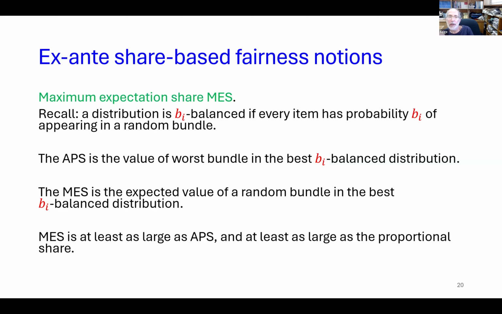So it's clear that the MES is at least as large as the APS because you get a random bundle and not the worst bundle. And also it's at least as large as the proportional share, because a valid distribution is to say the grand bundle having all the items is one subset, which you get with probability bi, and the empty bundle is another subset, which you get with probability 0, and this is a balanced distribution. So it's always at least as large as the proportional share and at least as large as the APS.